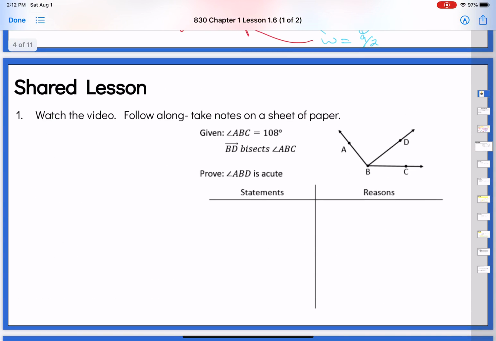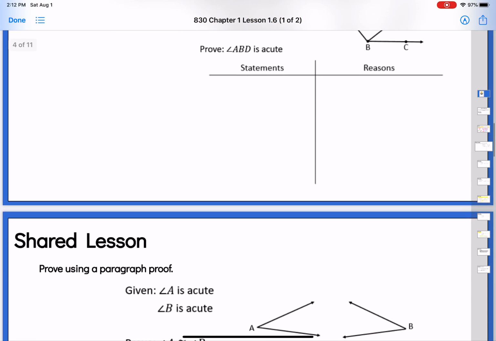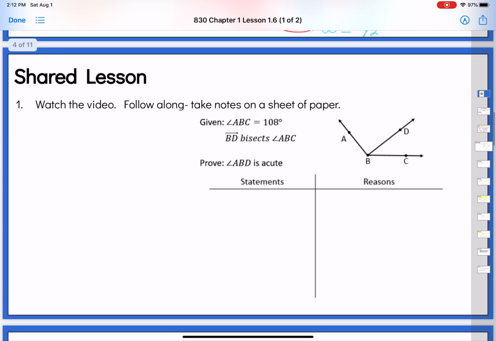So the lesson again today was about writing a paragraph proof, but I wanted to see if maybe we could link up what that paragraph proof looks like with the actual 2-column proof that goes along with it. We're going to start by seeing if you can write the 2-column proof for this problem. And then after that, I'll show you the paragraph proof for the exact same problem so you can see the similarities and differences here.